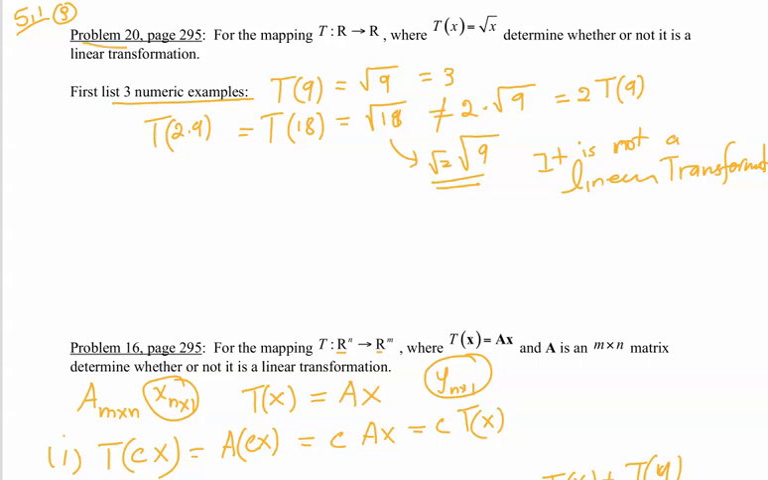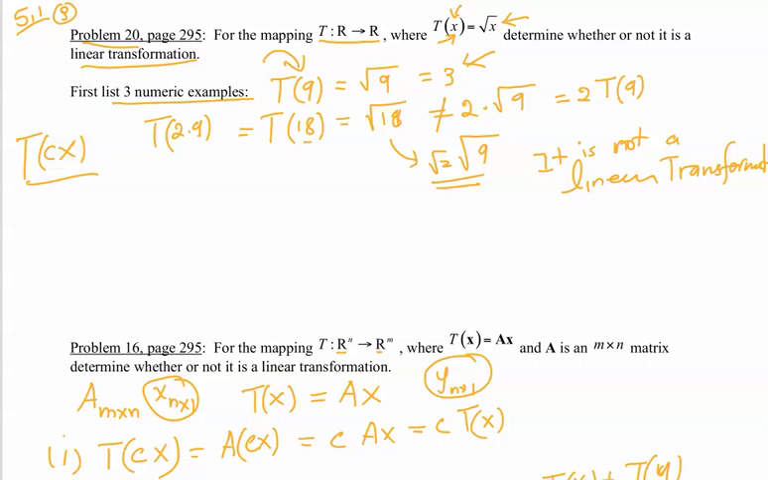Okay, number 20. If your transformation goes from real number to real number, so your input is a real number and the output is a real number, the square root of whatever number they give you, is it a linear transformation or not? First let's look at an example, and maybe you can prove it later on. If I put a 9 there, it should be the square root of 9, which is 3, right? Now if I multiply 9 by 2, so 2 times 9 is 18, I'm just using the first property, T of cX. So I multiply by 2, and then it's 18, and then the square root of 18.